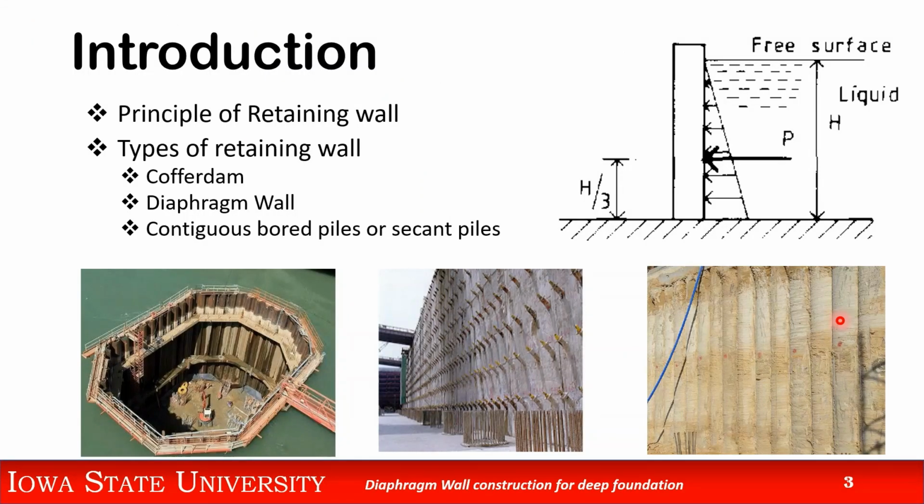The retaining wall is a structural wall which resists the lateral pressure caused by water, soil or anything else. In the picture shown here above, I have shown where water is causing the lateral pressure on the retaining wall. Now we have three kinds of retaining walls normally used in construction. One is cofferdam shown here on the left side, diaphragm wall this one, and then we have a secant pile wall which is this one.